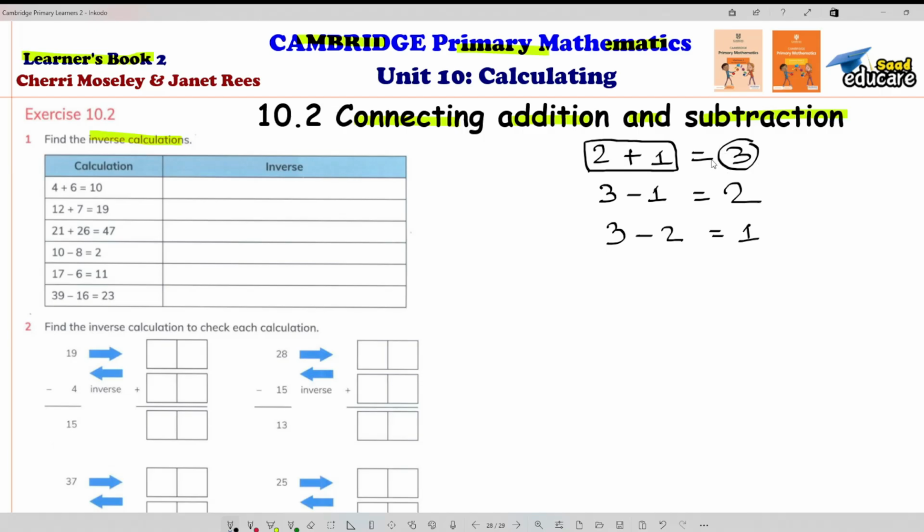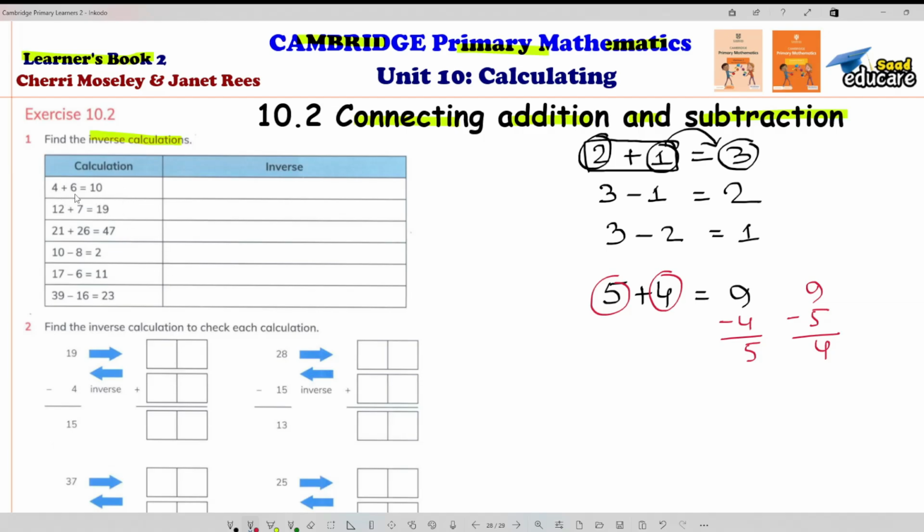So once we subtract this one from this one, we will get 2. Similarly, once we subtract these 3 to 2, we will get 1. Similar thing with 5 plus 4 equals 9. It means 9 minus 4 we will get 5. Again 9 minus 5 we will get 4. Now let's start our main topic.